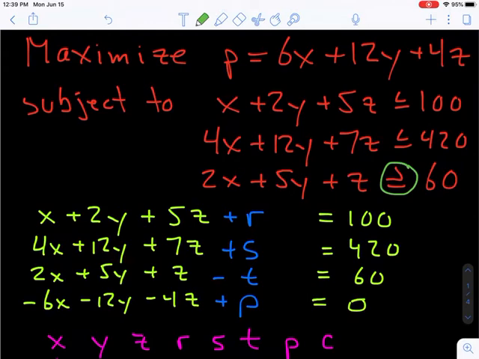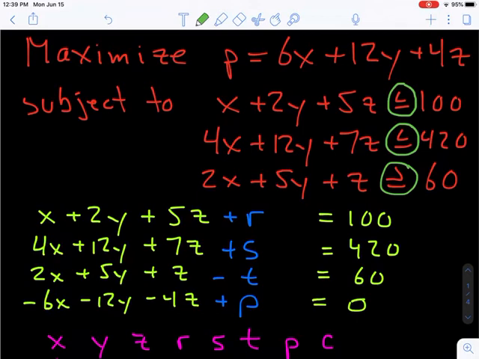So to solve a non-standard maximization problem, the first thing that we have to do is to create our system of equations. So starting with the first inequality, we have x plus 2y plus 5z. And because this is a less than or equal to symbol, we add a slack variable. So I added a plus r. In the second inequality, 4x plus 12y plus 7z, again, there is a less than or equal to sign, so I added plus s as my slack variable.